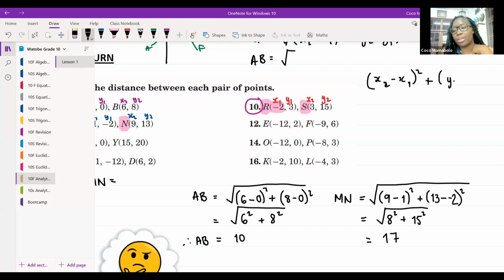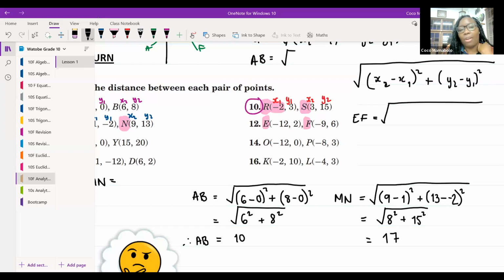Plus (y2 minus y1) squared, and we're going to take the square root of this whole thing. Agreed? Yes, ma'am. Okay, good. So now I want the value of EF. So we're going to say EF is equal to, and then we're going to put the square root sign.